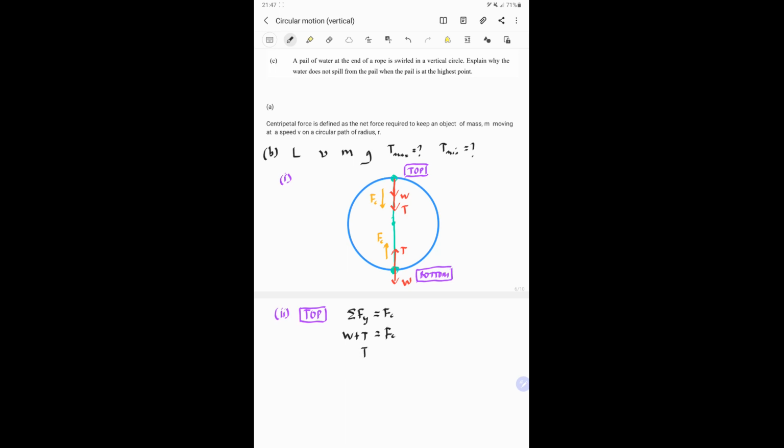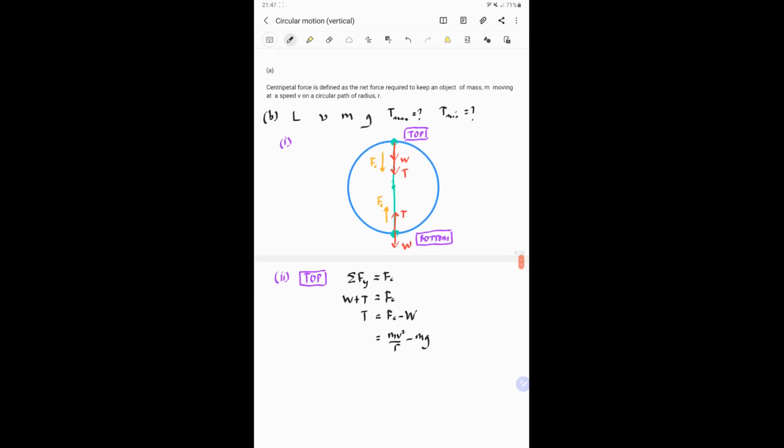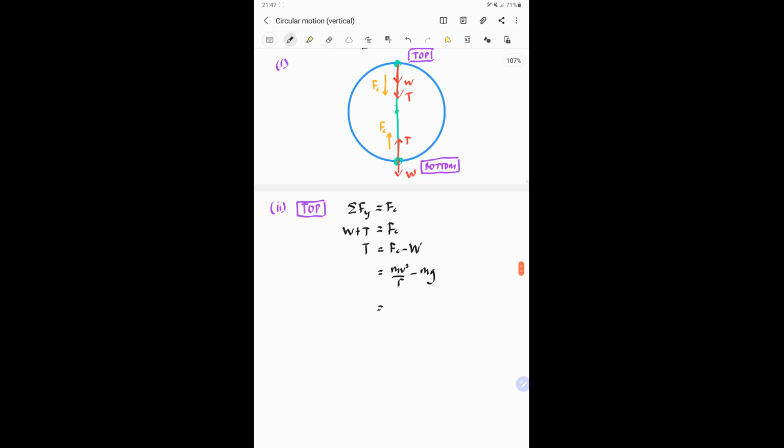So T equals Fc minus W. Fc is mv squared over r and W is mg, so we may simplify it to be T equals m multiplied by v squared over r minus g. By having the minus here, we know that T here should be T min. At the top, the tension is minimum.